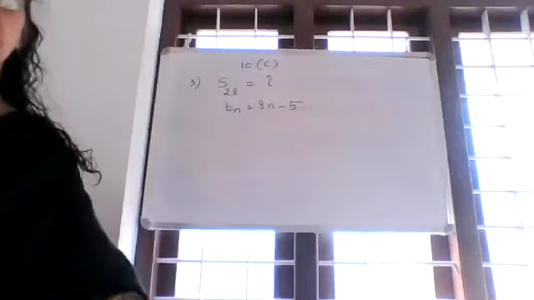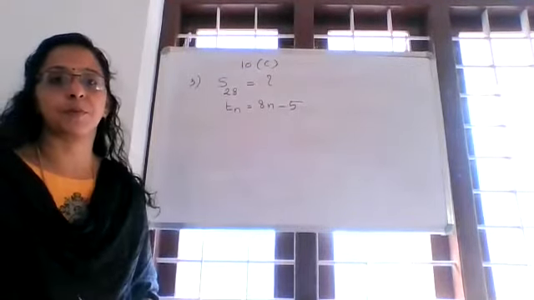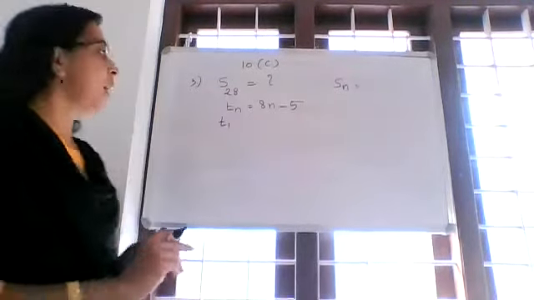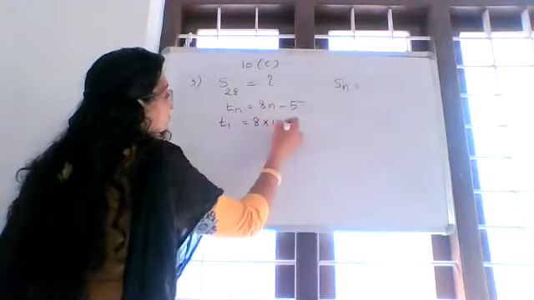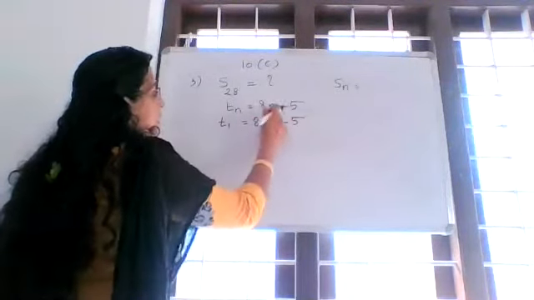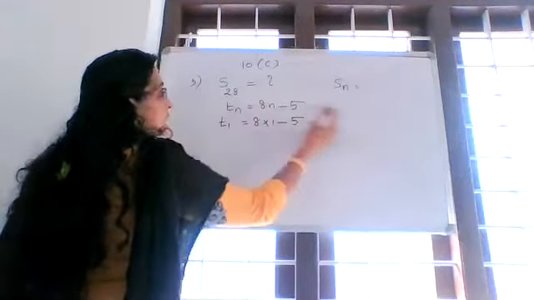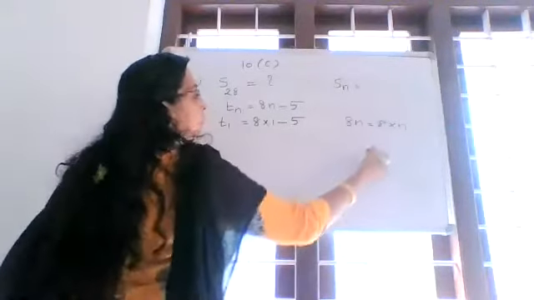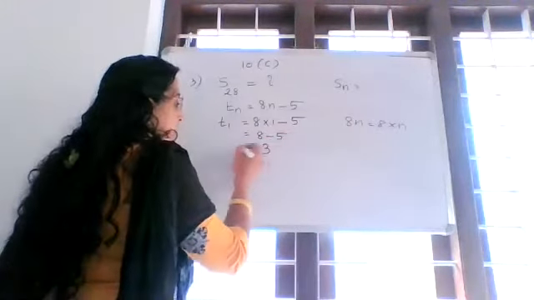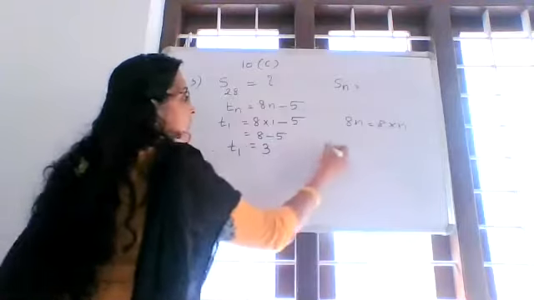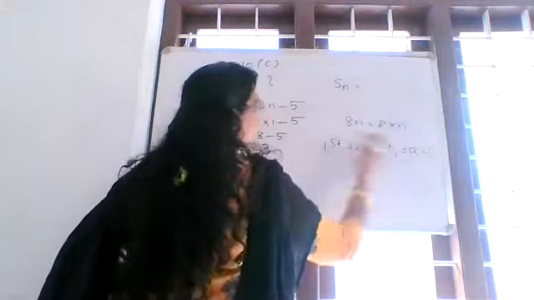So which are the values we need? For S28, first we want to find out T1. Instead of n we replace it with 1. So T1 is equal to 8 into 1 minus 5. 8n means 8 into n. So 8 minus 5 is equal to 3. So T1 is equal to 3. That means the first term T1 or A is equal to 3. Understood?